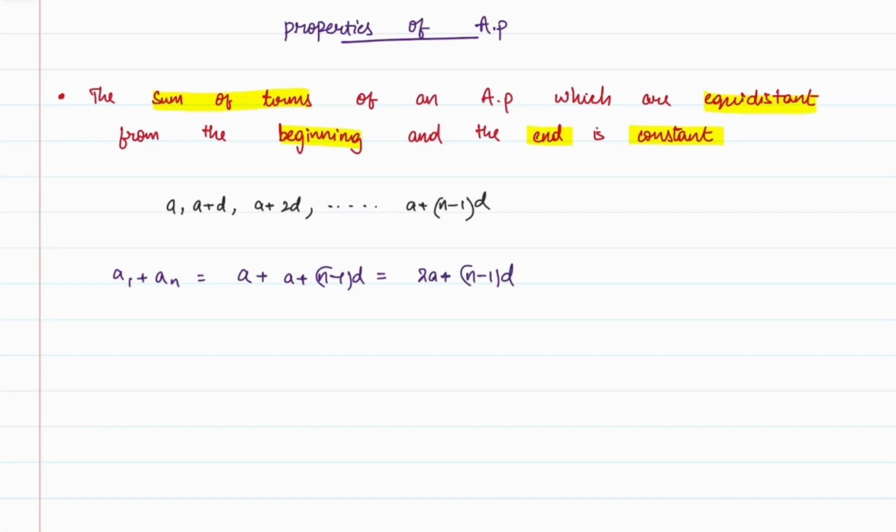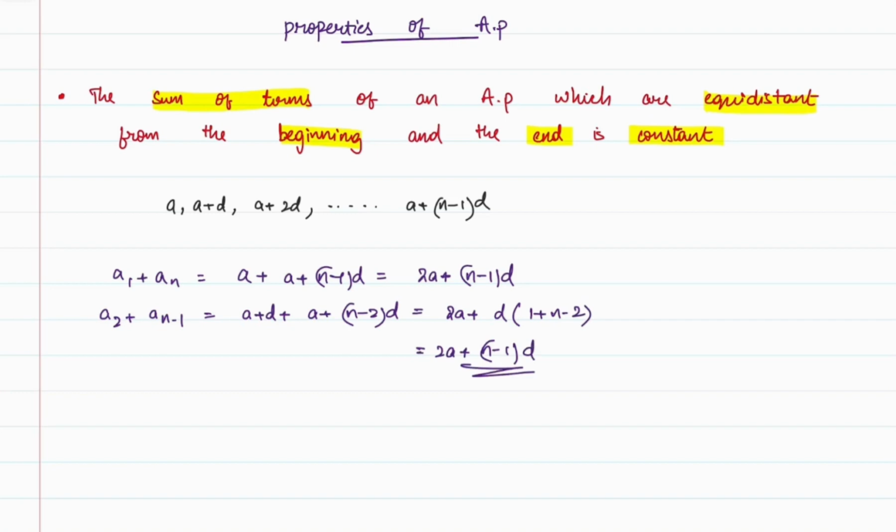Now let's take the sum of the second term and the second last term. That means a2 plus a(n minus 1). That will be equal to the second term, a plus d, plus the second last term, a plus n minus 2 into d. This will be equal to 2a plus, when you take d common, we'll have 1 plus n minus 2. That will be equal to 2a plus n minus 1 into d.